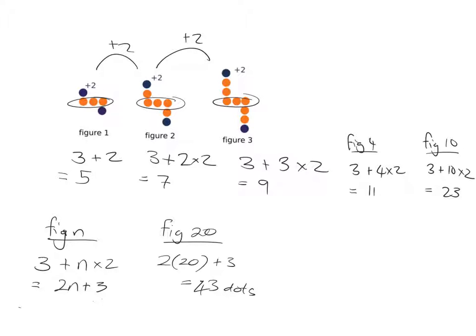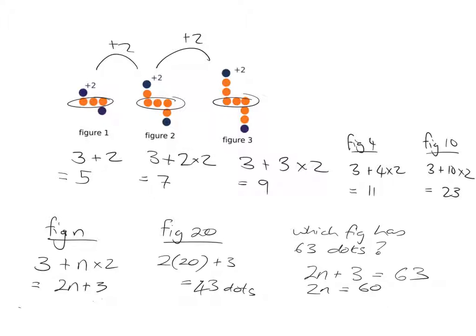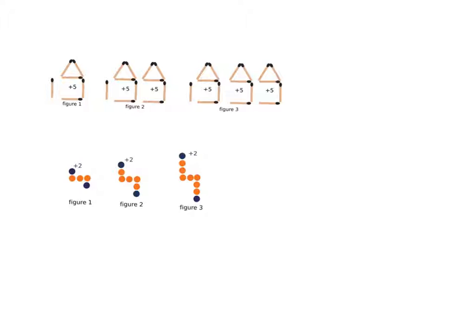But we can also answer the question the other way. We can answer which figure has 63 dots. And here we will say, well, we want to know what is the value of n when we've got 63 dots. So we'll make an equation like that. We'll then be able to solve this, subtract 3 from either side, and then divide either side by 2. So we'll know that it's figure number 30 that has 63 dots.